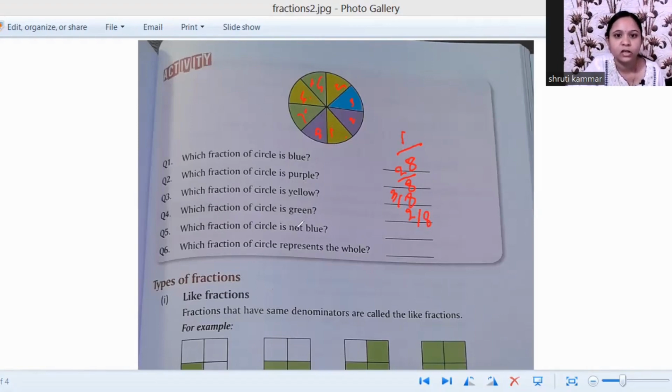Which fraction of the circle is not blue? Not blue. How many? 8 minus 1, only 1 part of the circle is blue. So 8 minus 1 is 7. 7/8 of the circle is not blue. Which fraction of the circle represents the whole? 8 parts, so 8/8 of the circle represents the whole.